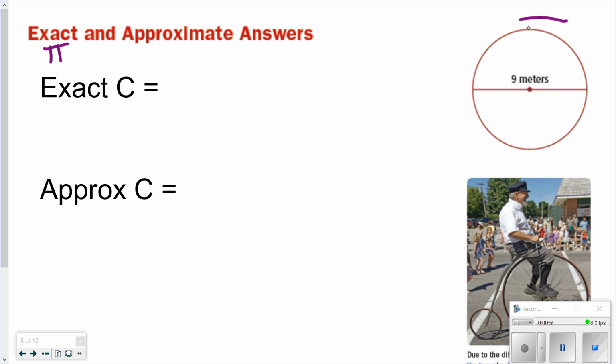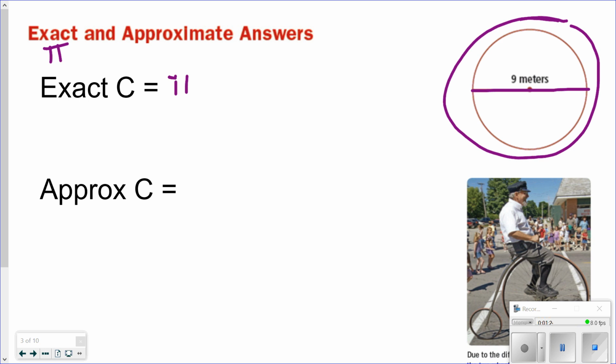So here's our circle. I want to find the circumference of the circle. Well, if you look closely, we're given this length here. Is that length a diameter or a radius? Well, it's a chord that goes through the center, meaning we have a diameter. So I'm going to use my equation of pi times the diameter. That is equal to circumference.